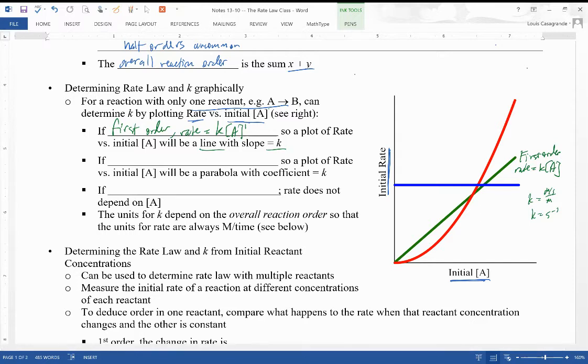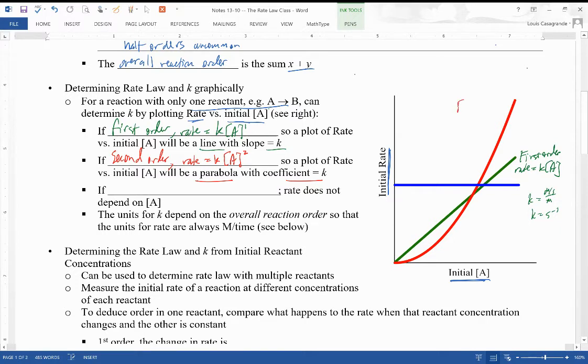Switching colors. If the rate is second order, look what color I'm using. This should make sense now. The rate law is going to be that the rate equals k times the concentration of A squared. There's the 2, the second order, and that is the equation of a parabola with a parabolic coefficient equal to, I'm sorry, equal to k.